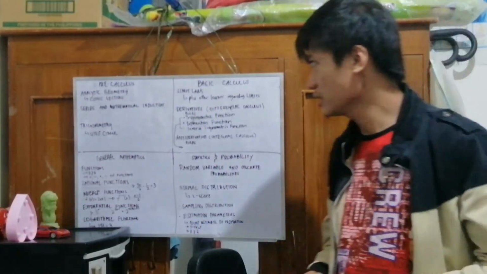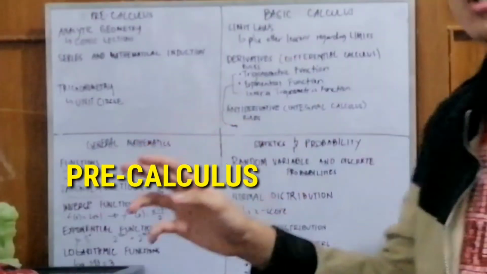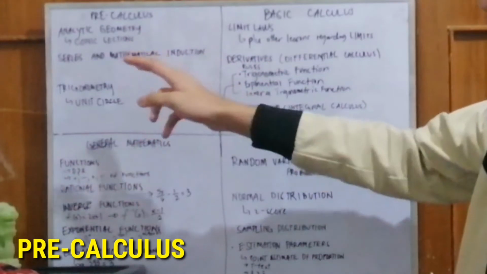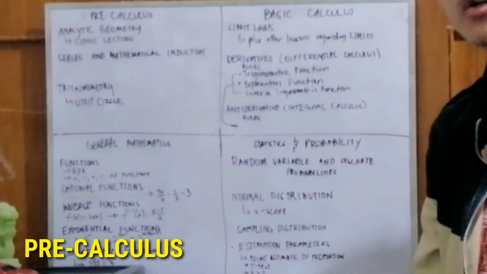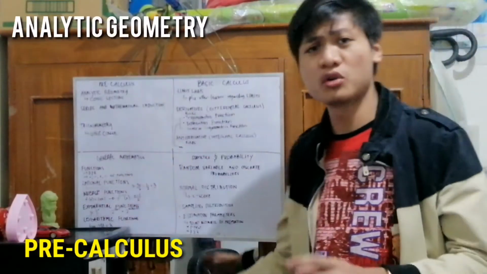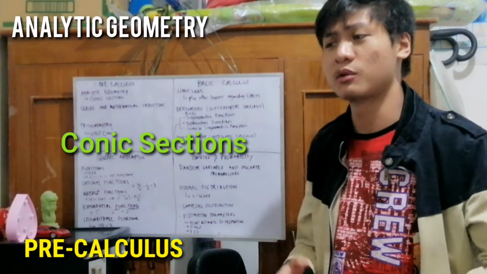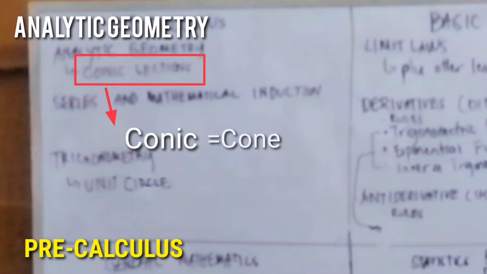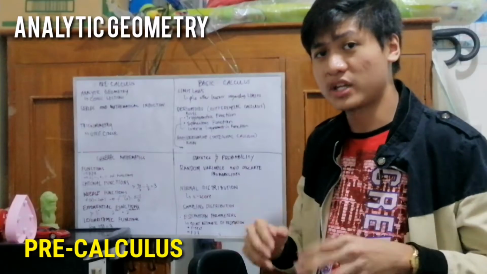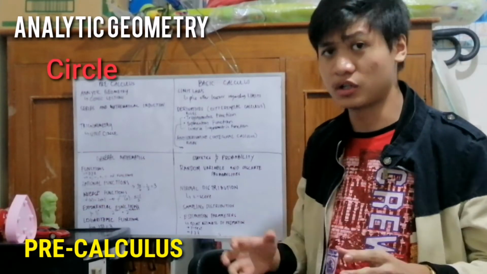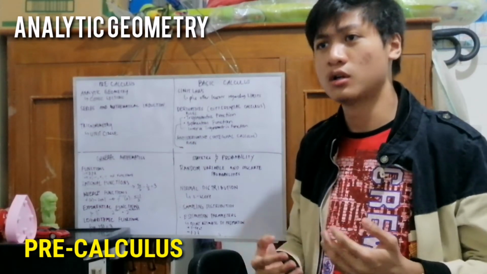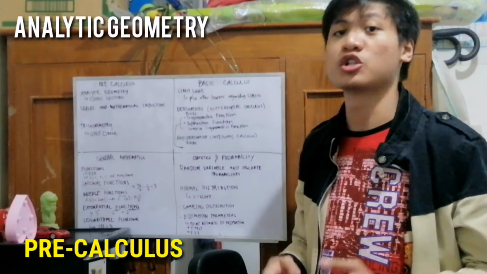Now, in pre-calculus, the major lessons under this subject are analytic geometry, series and mathematical induction, and trigonometry. For analytic geometry, we're going to learn about conic sections. I'm going to say conic sections since in the word itself, cone, we can form here a circle, ellipse, parabola, and hyperbola. But I'm going to expand more on that explanation later on.